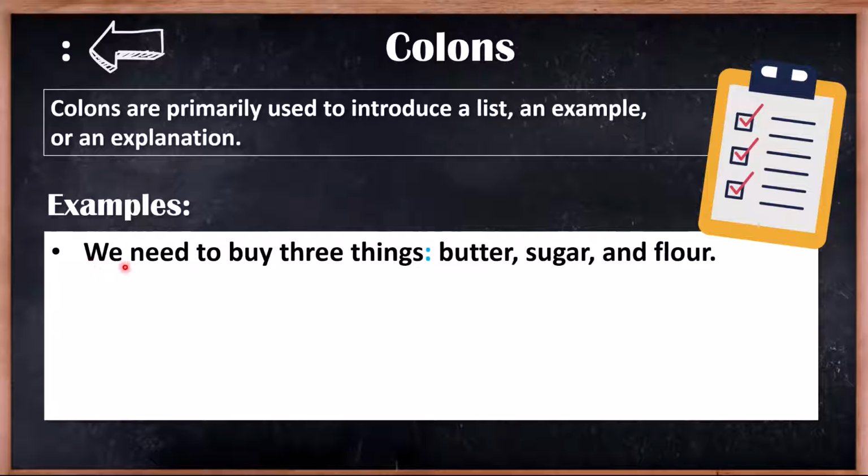If this sentence said we need to buy butter, sugar, and flour, we would not put a colon after buy, because we need to buy would not be a full, complete sentence. We only put a colon after things because we need to buy 3 things is a complete sentence. It is an independent clause. And the colon means which are. It's a way of saying which are or which is. We need to buy 3 things, which are the following: butter, sugar, and flour.